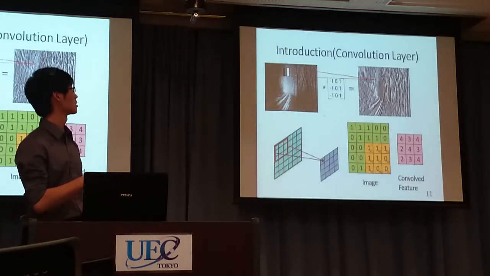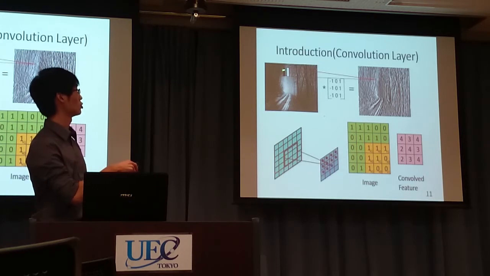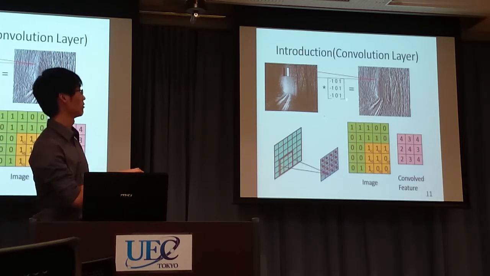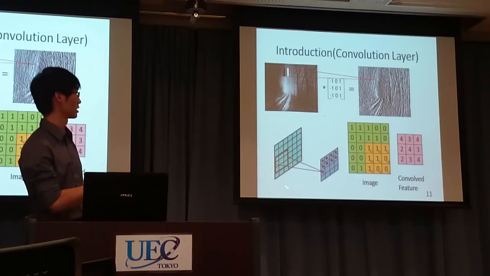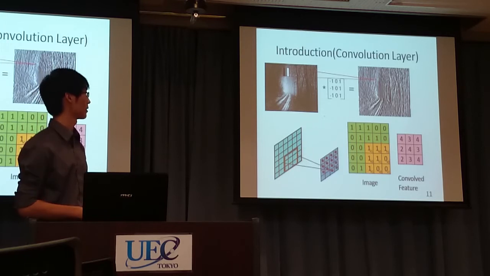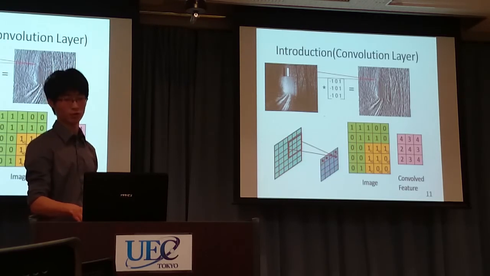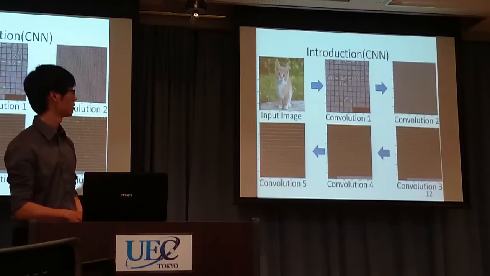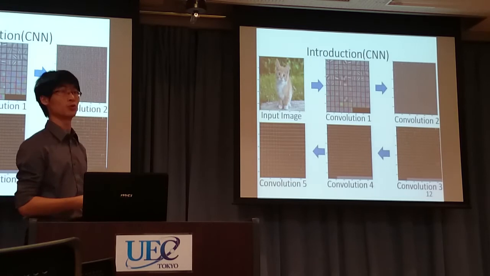And here is the convolution processing. This is the original picture, and after convolution you will get some edge information, and this is how it works. We use a 3x3 mask to produce another feature map. And this is how it really works.